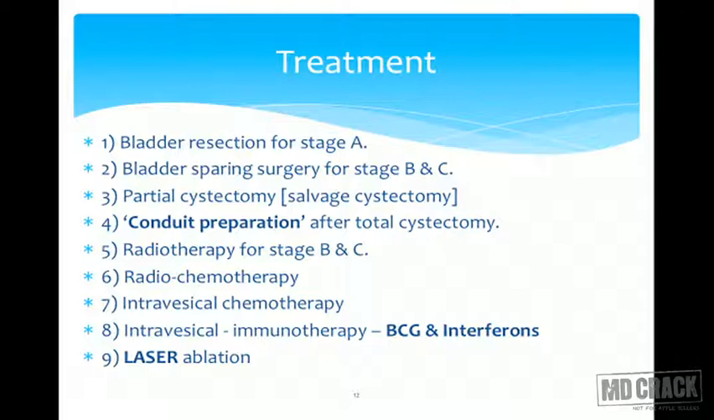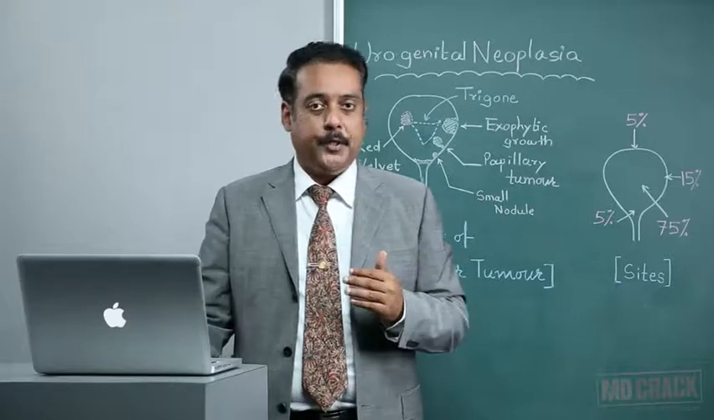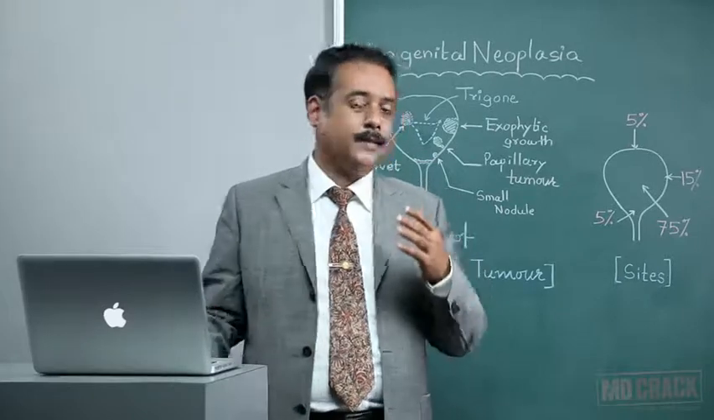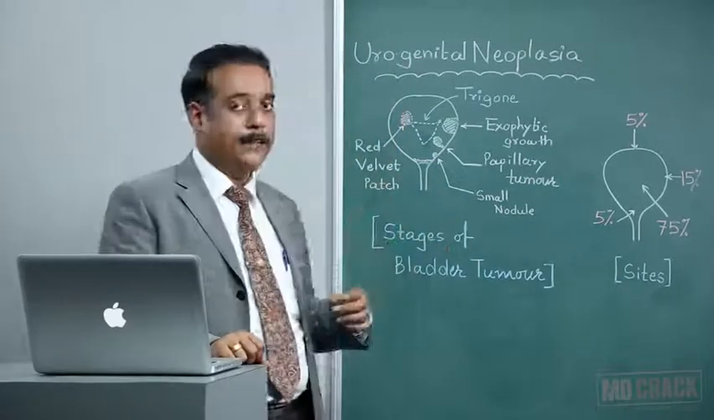Intravesical immunotherapy is also very important. We use either BCG or interferons in treatment. Again, a 1 hour contact period minimum is required and we have to give this for at least 6 weeks. Newer modalities like laser ablation are very useful in the earlier stages of red velvety patch.